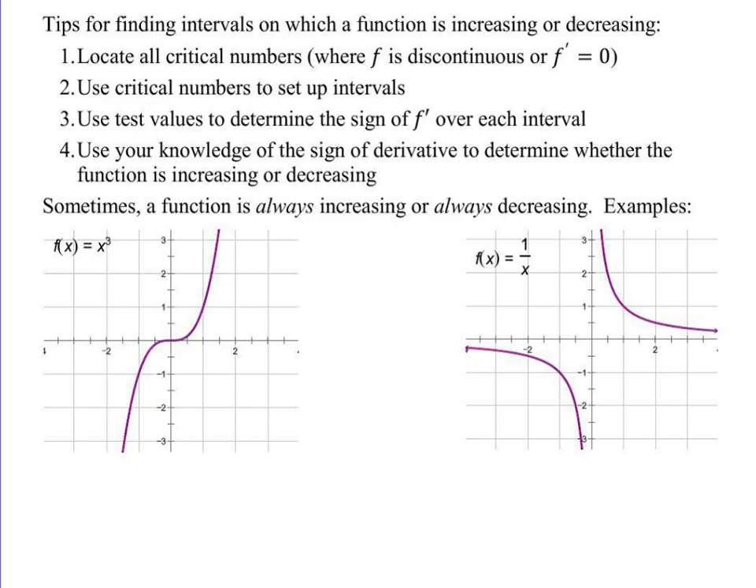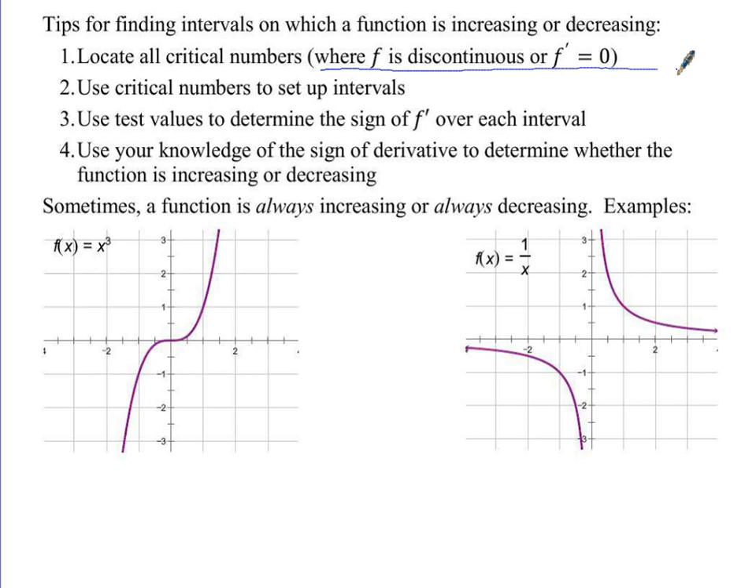So it seems like it's probably a good time for some important safety tips for finding intervals on which a function is increasing or decreasing. The first thing you want to do is locate all your critical numbers. And the critical numbers, remember, occur when the function is discontinuous or the derivative is equal to 0. So look for discontinuities like division by 0. Then look for your derivative and set it equal to 0.